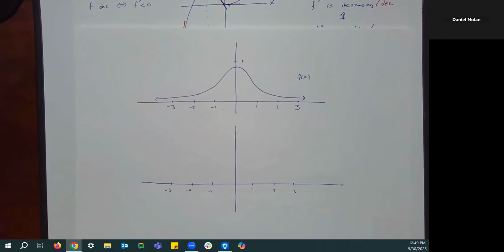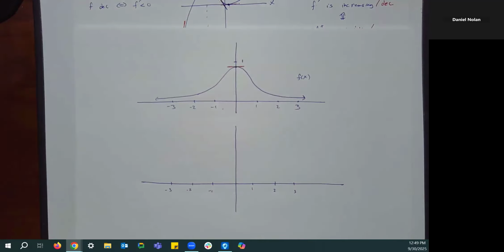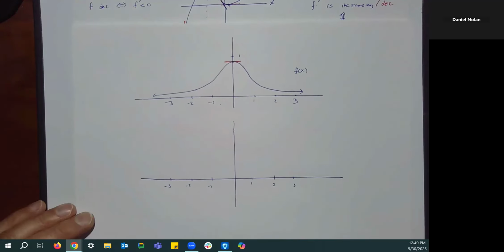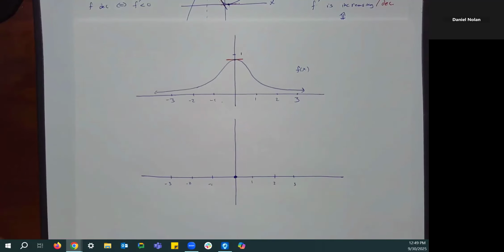So first and foremost, I'm always looking for any places where the derivative is going to be 0 because it's just an easy place to start. And I can see definitely right there in the middle, my derivative is certainly 0. We are maximizing out there. So we're going to get a point right there.